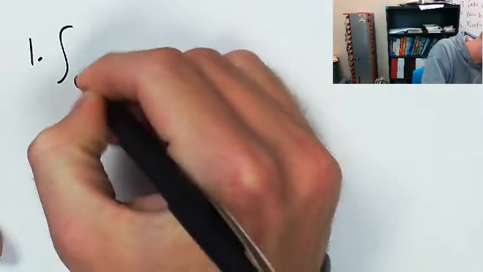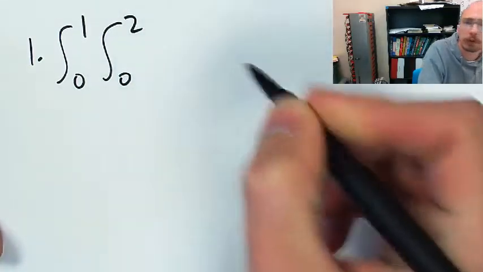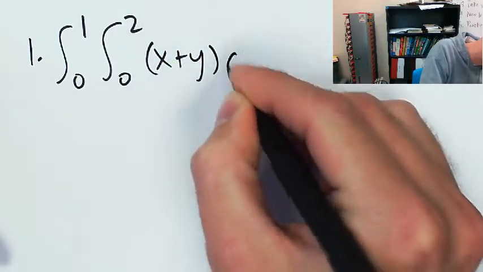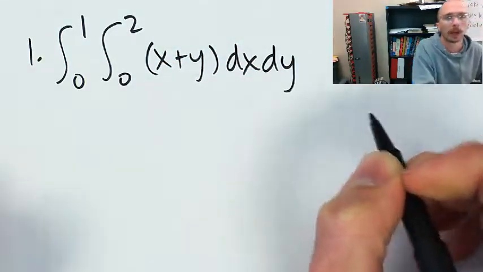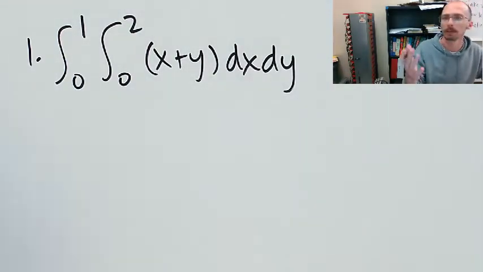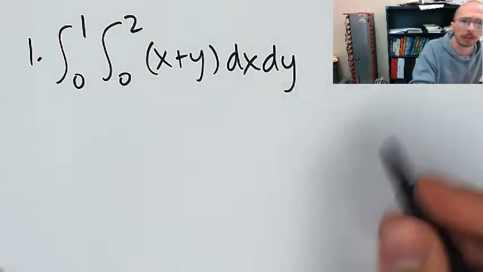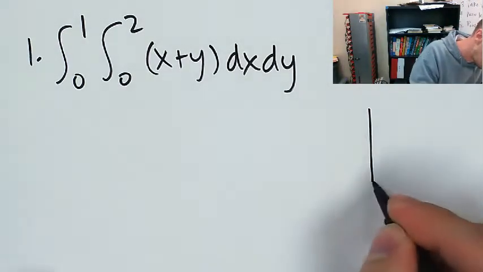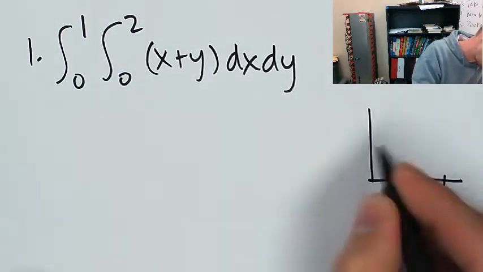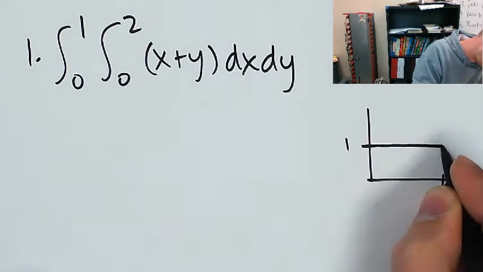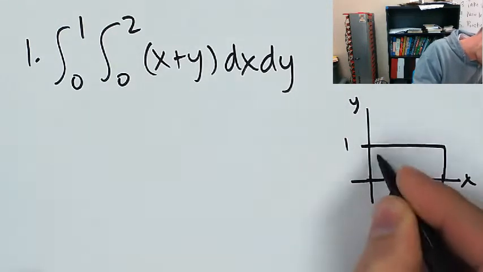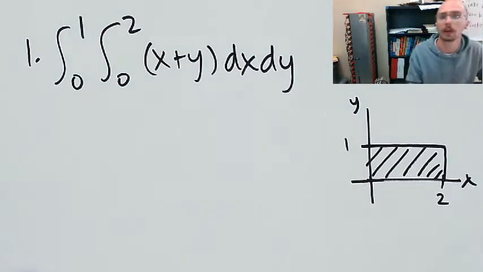This is the integral from 0 to 1 of the integral from 0 to 2 of x plus y dx dy. I think with these, even if it doesn't ask me to, I'm going to sketch the region for you so you can see what's going on here. This is where x is running from 0 to 2 and y is running from 0 to 1. So it will be this region right here that we're integrating over.